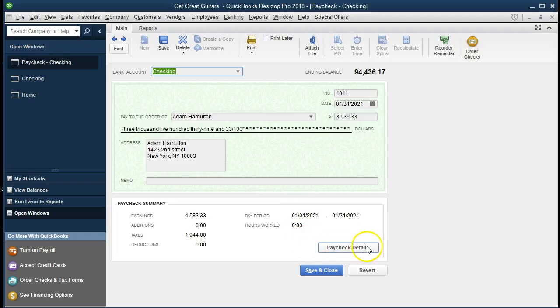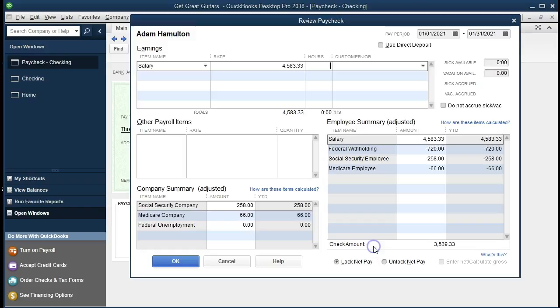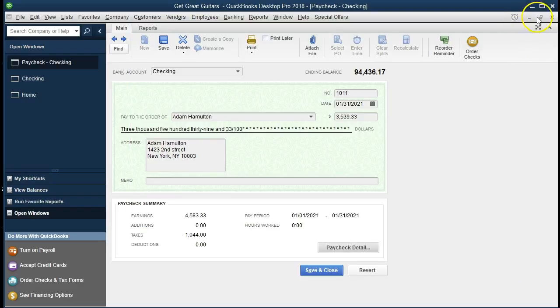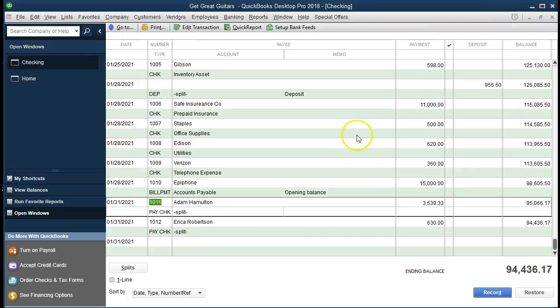If we want to see more detail, we can click the paycheck detail and we can see more of the detail here in terms of what has been input. If we want to see what is going on in the financial statements, we'll take a look at that.